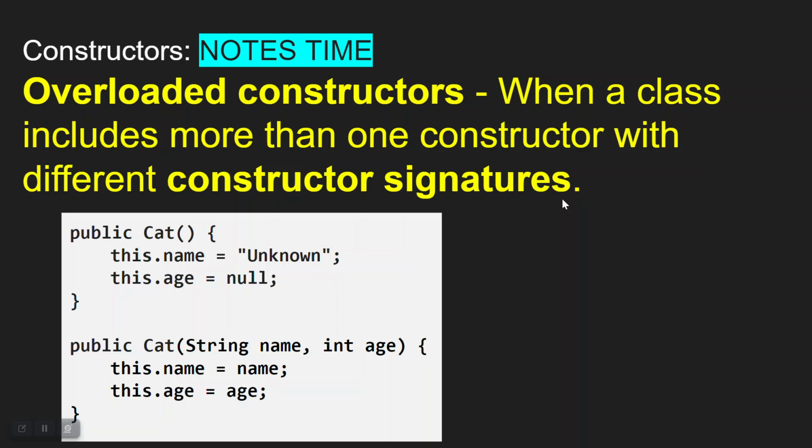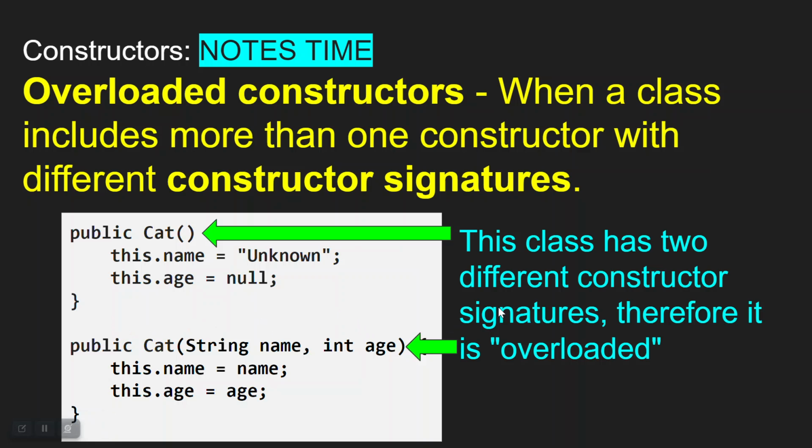Now you're just going to be bombarded with a bunch of vocabulary. The rest of this lesson is really just all about learning some vocabulary. We're going to start with what's called an overloaded constructor. This is when a class includes more than one constructor with different constructor signatures. Down here, you've got public cat with nothing in the parentheses. And then down here, it says public cat, and we've got string name int age.